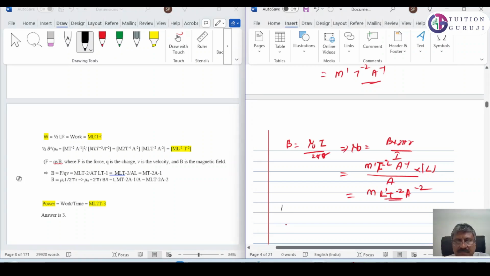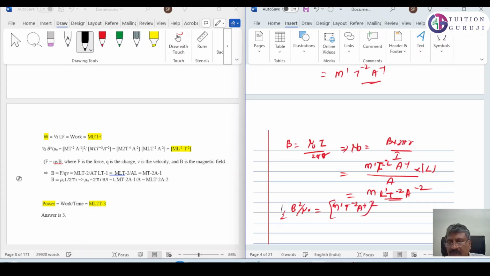Now half B square by mu 0 is equal to B square, where we have found B as M raised to 1 T raised to minus 2 A raised to minus 1, the whole square, divided by mu 0, which is already here. So mu 0 is M L T raised to minus 2 A raised to minus 2, which will give M square T raised to minus 4 A raised to minus 2 divided by M L T raised to minus 2 A raised to minus 2.